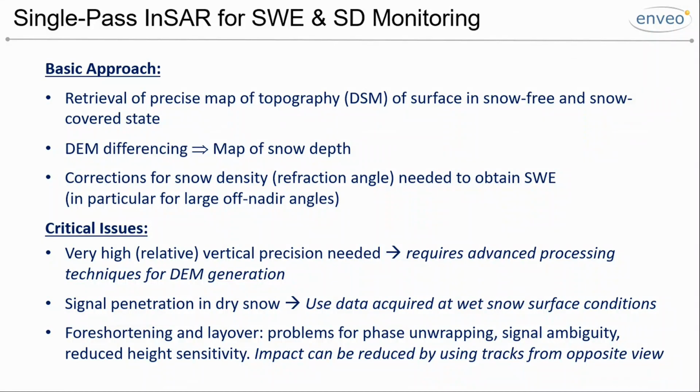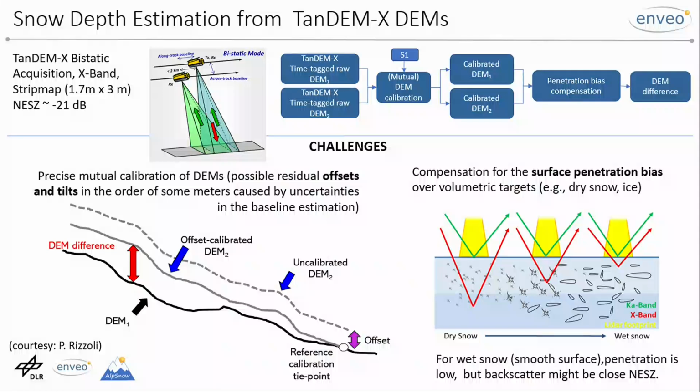Then signal penetration in dry snow, we know it's passing through. But we can choose the right snow conditions. We know that at wet snow, you will learn it tomorrow, there will be no penetration, so we are at the top. Another option would be to change the system, go to a different frequency, and I show a very promising example here. And then for foreshortening and layover, you need both look directions in order to get the coverage. That's an example here of how it works.